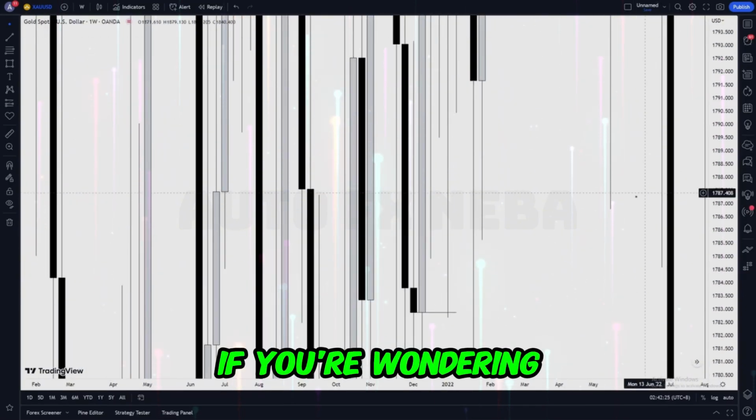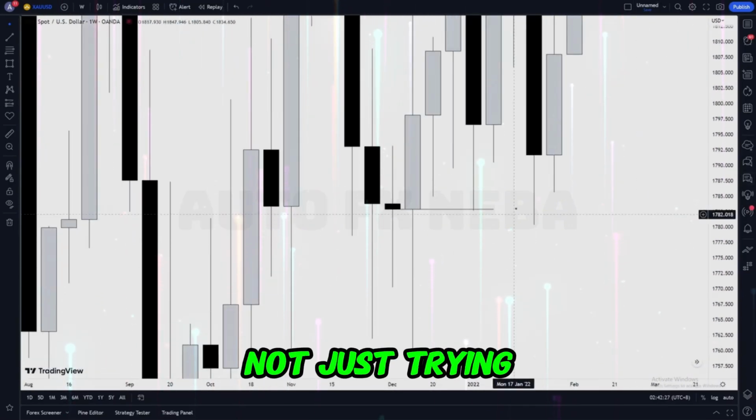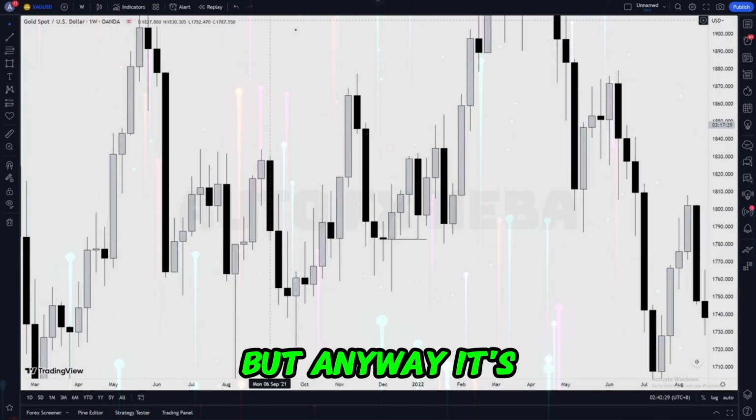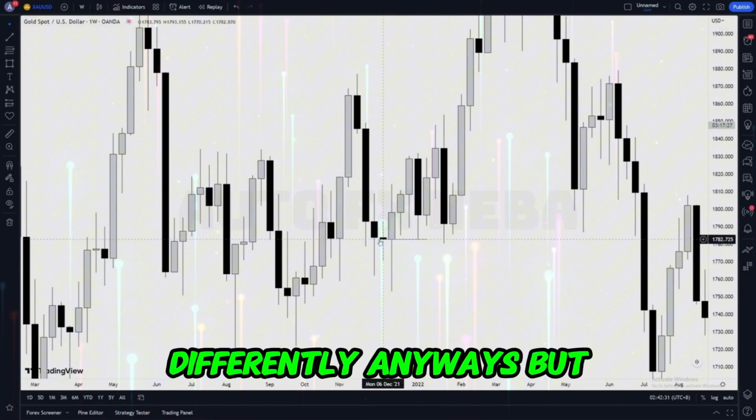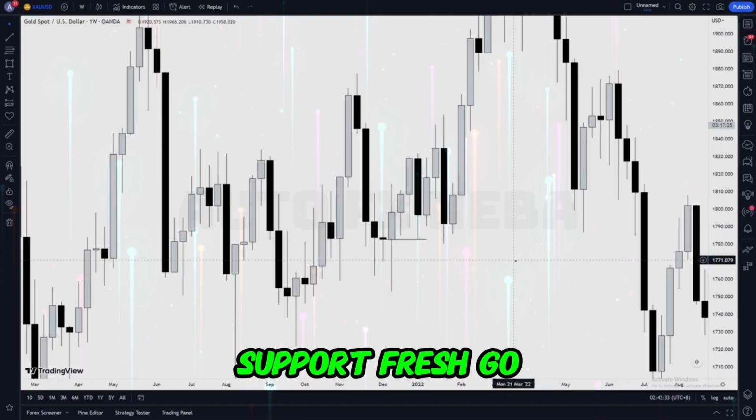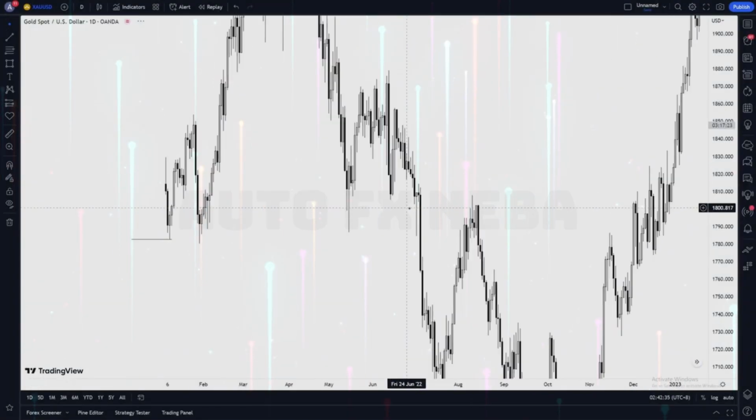Okay, by the way, if you're wondering, yes, it does actually touch. I'm not just trying to bullshit you guys. But anyway, different brokers print different anyways. But yeah, sell, buy, support. Fresh. Go to the daily.